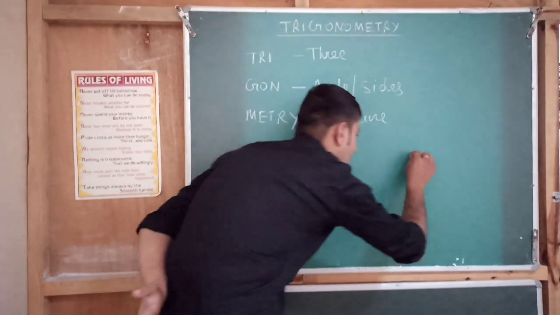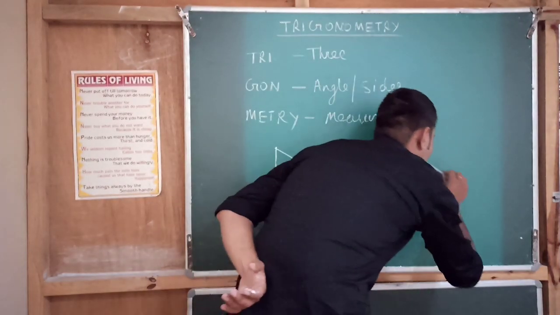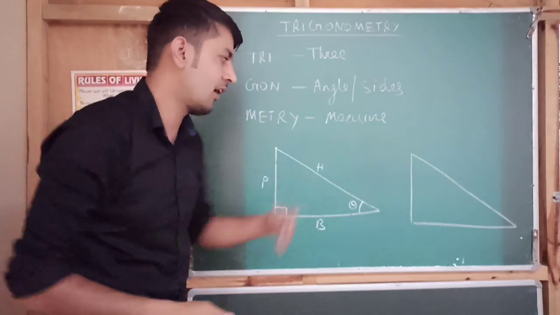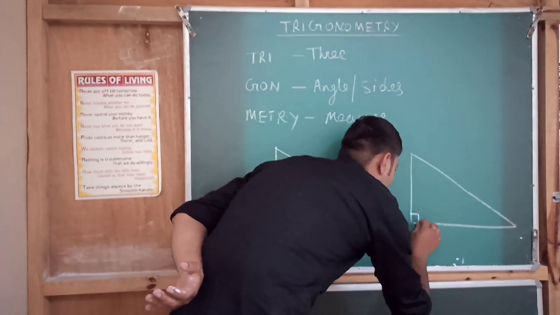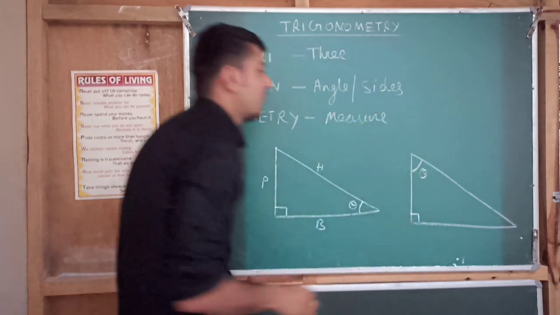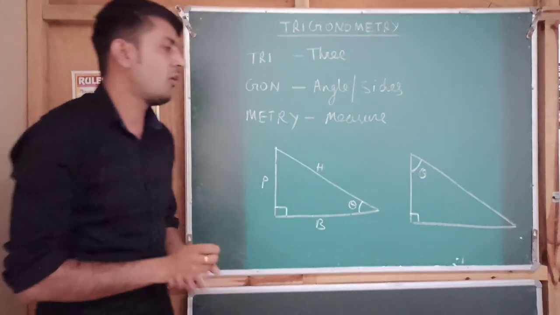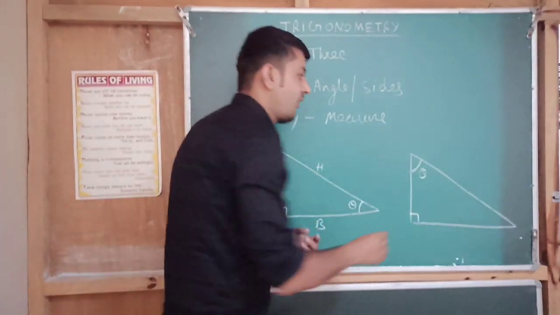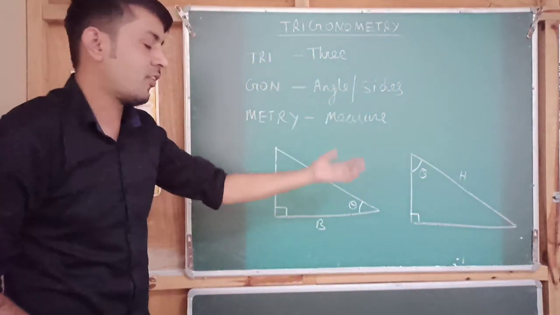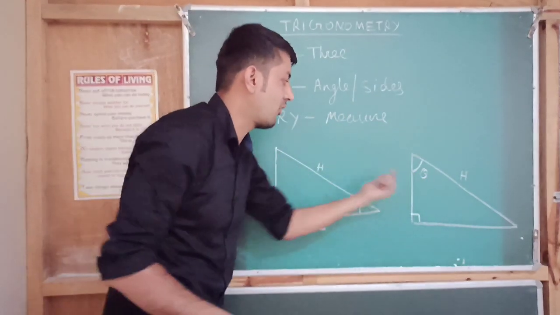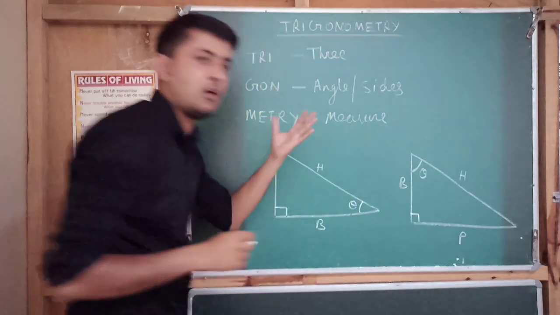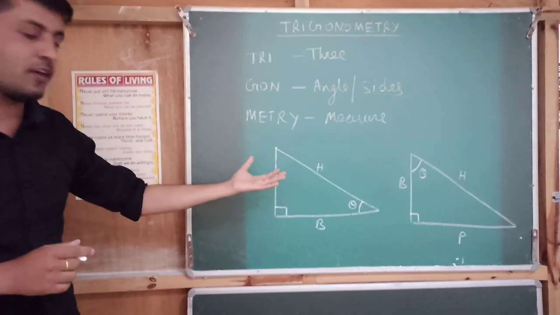So let us see. One more triangle, let me draw. So again, this is your same right angle triangle. Now let me put my theta here. So whenever I put my theta here, your hypotenuse will be the same. Where is your base? The base should be very near to theta. So this will be the base. This will be the perpendicular. I hope you got the concept.